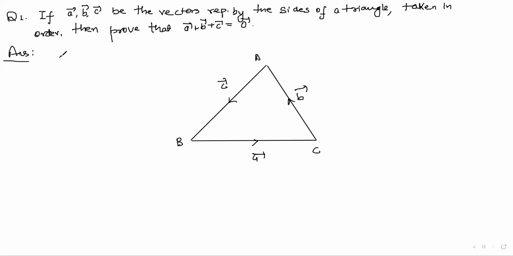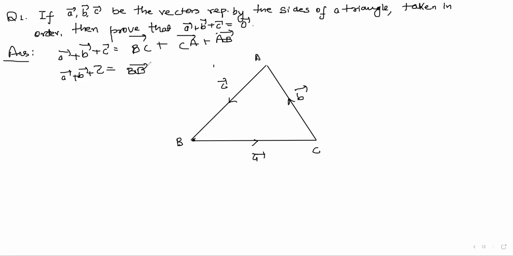Just check your answer. Vector A plus vector B plus vector C. What will it be? A plus B plus C is BC plus CA plus AB. So vector A plus B plus C is equal to what? Check from here. You started from here, you go to here, here, and then finally here. So what will be the sum of these three? Again BB dash. And what is this BB dash? This is nothing. This is a zero vector or null vector. So this is the zero vector. This is what we have to prove.